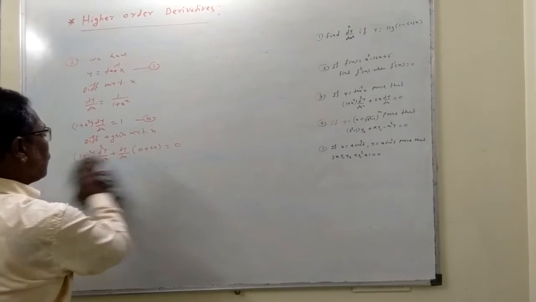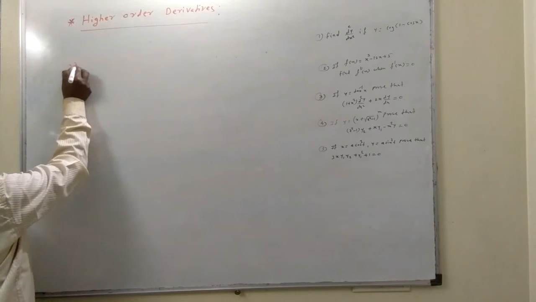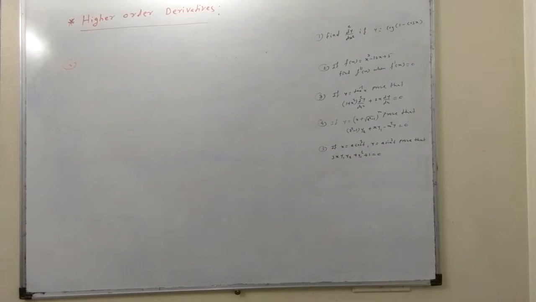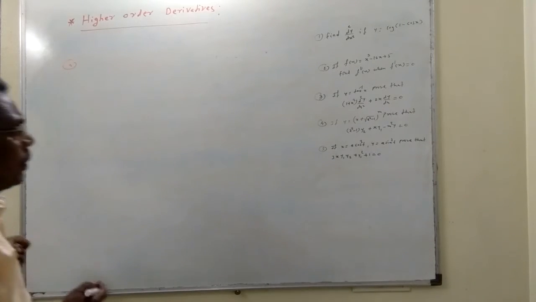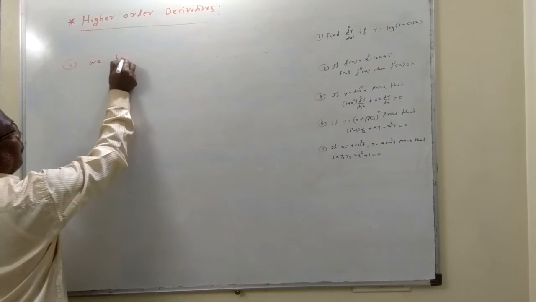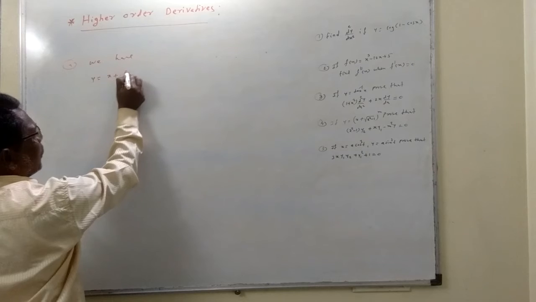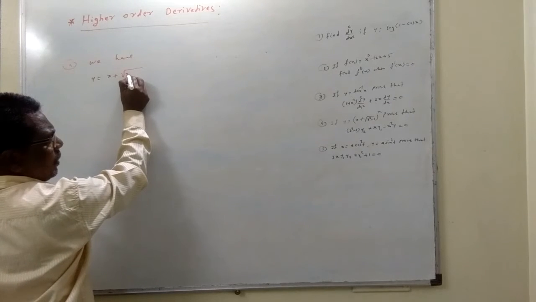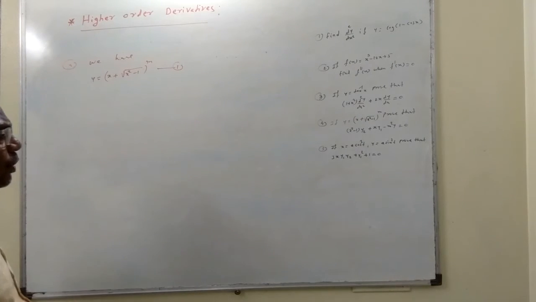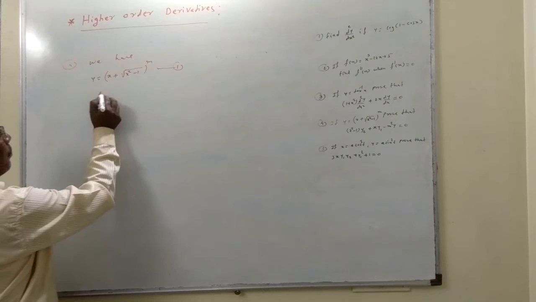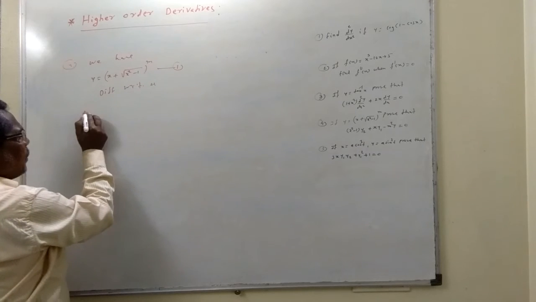So, okay, now the fourth example we solve. So we have the given function y equal to x plus under root x square minus 1, raised to m. Name this equation first. Now you want to find y2, that is d2y by dx square. So differentiate with respect to x. You write in your notations only.